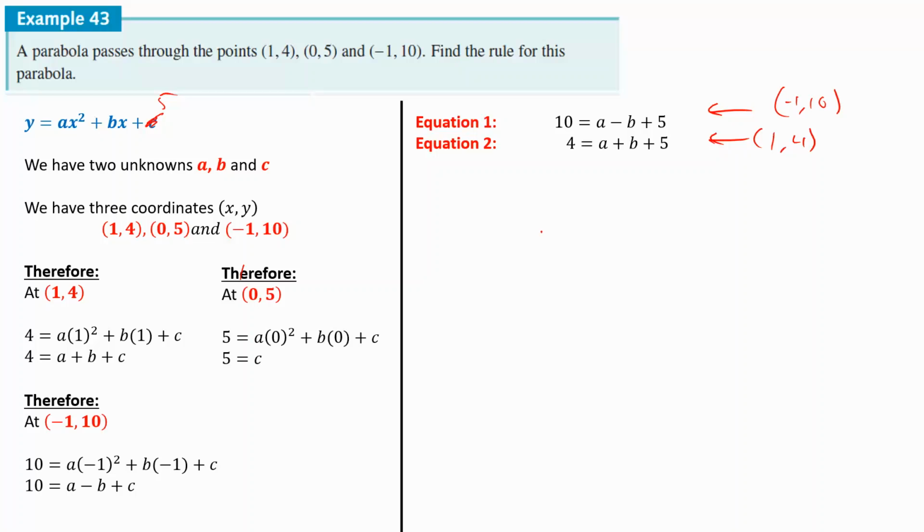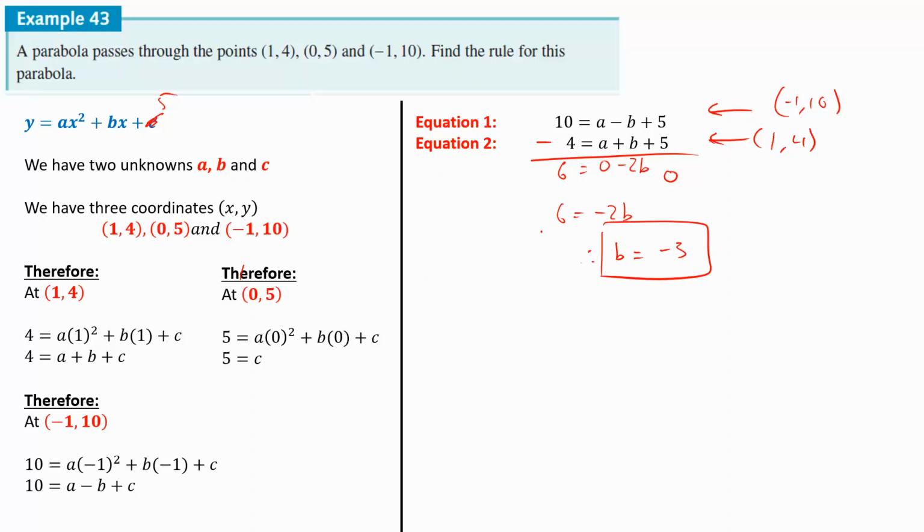So you're like, all right, if I did a minus a, that gives you 0. So I would just say minus each other. 5 minus 5 is 0. Negative b minus b is negative 2b. A minus a is 0. 10 minus 4 is 6. And suddenly you now have negative 2b equals 6. Therefore, b must equal negative 3.